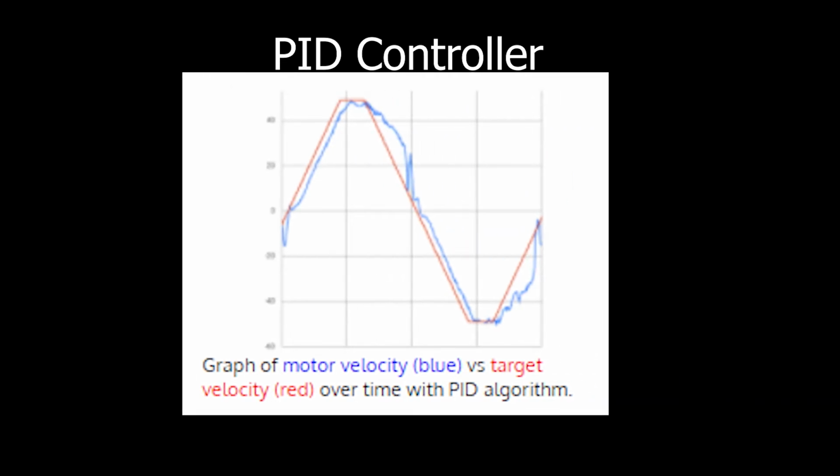We used to use a PID controller with the IMU sensor, but we phased it out once we started using Roadrunner, which we'll go over next.